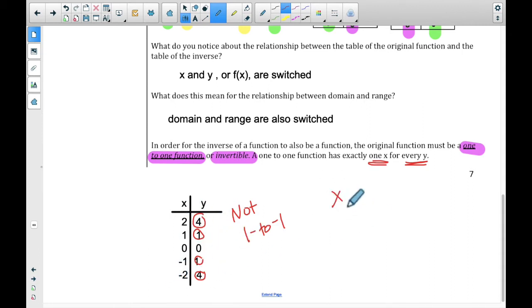A one-to-one function would be like if we had these numbers over here and let's say it went 9, 7, 5, 3, 1. Now that is one-to-one because nothing is repeating in the x's, so it is a function, and nothing is repeating in the y's, so it's one-to-one.